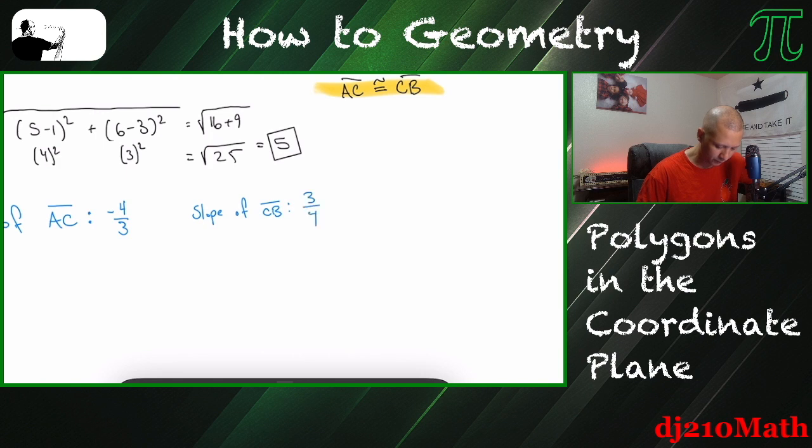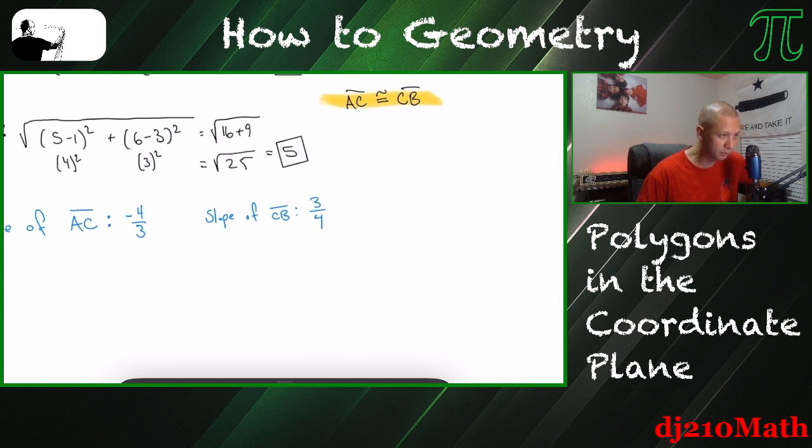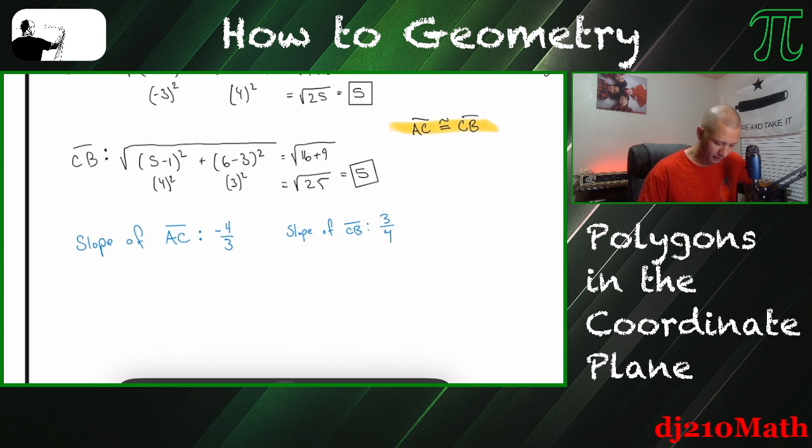3 over 4. Now when we analyze the two numbers, negative 4 over 3, positive 3 over 4, they are opposite reciprocals. And this means that they are perpendicular. So now we can say line segment AC is perpendicular to line segment CB.